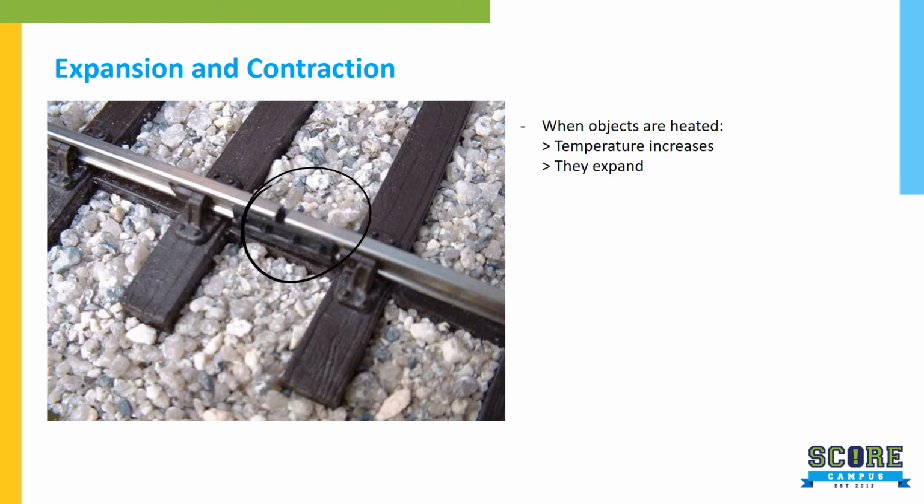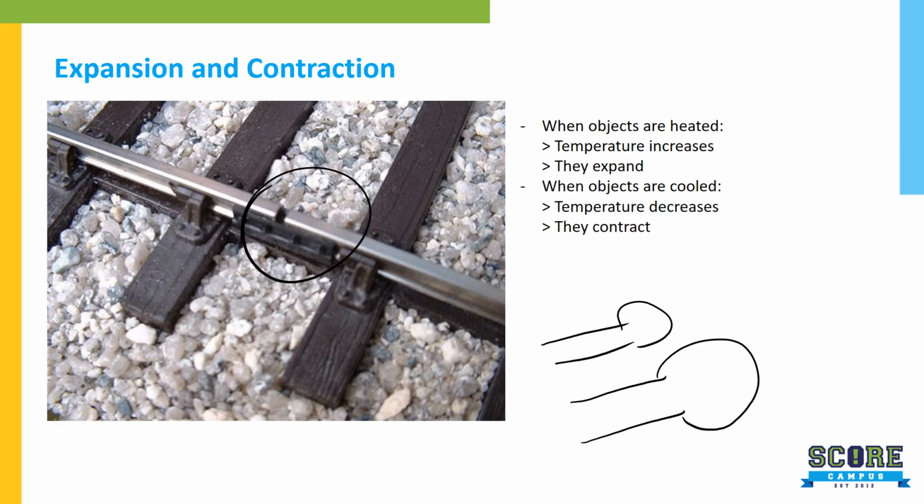When objects are heated, the temperature increases, and because of that, they become bigger. So if you have a spoon that is actually this big, and you heat it up, it might become slightly bigger, right? Similarly, when objects are being cooled, the temperature decreases and they contract. They become smaller. So if you have a spoon that's this big and you put it in a freezer, it might become this big. It becomes smaller, right?